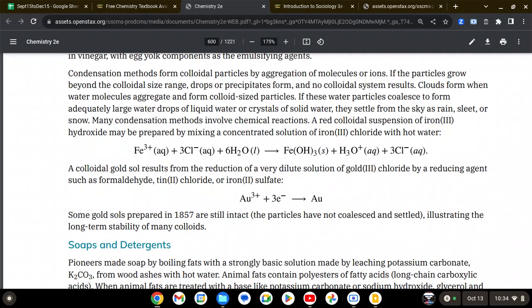A red colloidal suspension of iron(III) hydroxide may be prepared by mixing a concentrated solution of iron(III) chloride with hot water. A colloidal gold solution results from the reduction of a very dilute solution of gold(III) chloride by a reducing agent such as formaldehyde, tin(II) chloride, or iron(II) sulfate. Some gold sols prepared in 1857 are still intact. The particles have not coalesced and settled, illustrating the long-term stability of many colloids.